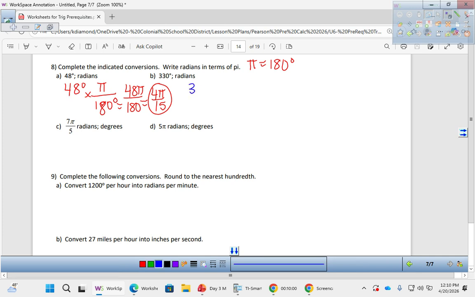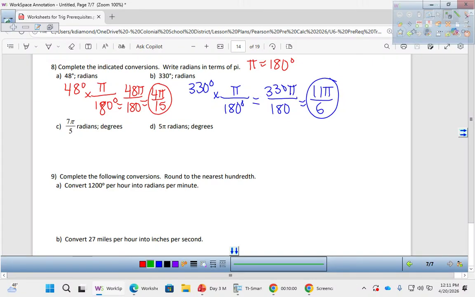So if I have degrees, I want to put the 180 degrees in the bottom. Opposite places makes the degrees cancel out. And then when I multiply straight across, 330 times pi over 180, the degrees are canceling out. I'm just doing 330 divided by 180, math, enter, enter. And that's 11/6, so I get 11 pi over 6.